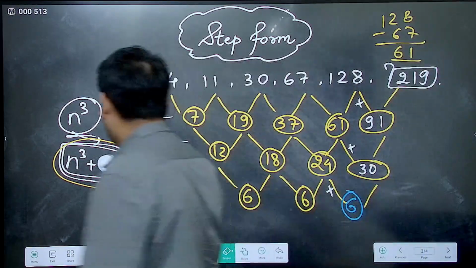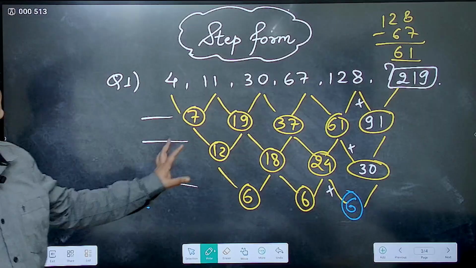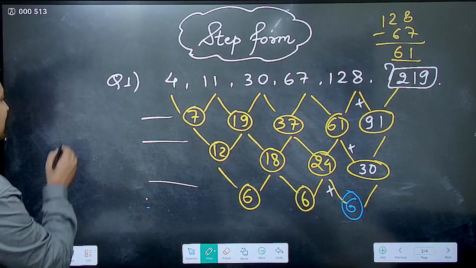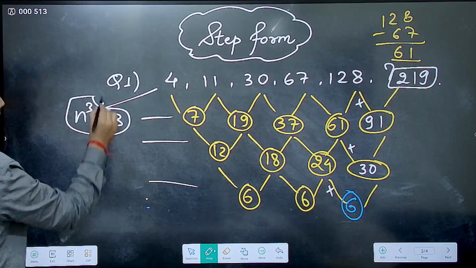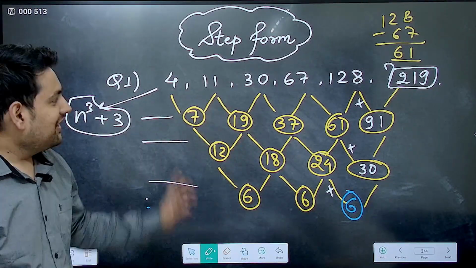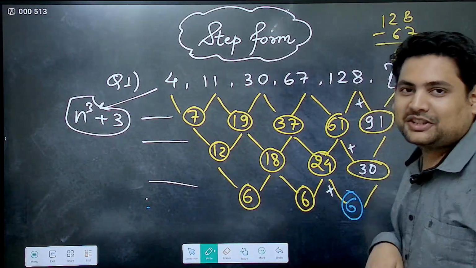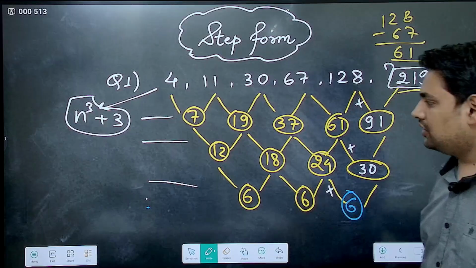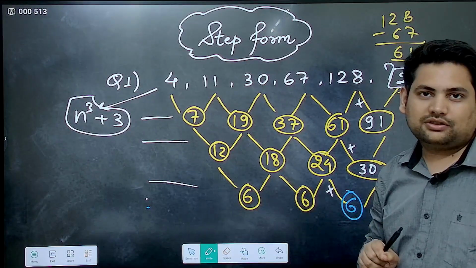Now this one has some other kind of series, but you get the point that it is actually a series involving cubic terms. Actually, what is the series? Let me tell you. This series is actually n cube plus 3. Can you see now? 1 cube plus 3 is 4, 2 cube plus 3 is 11, 3 cube plus 3 is 30. Similarly, all of them. This is 6 cube plus 3. Understood? So this is the series. So after solving it by step form, then you think what the series might be. That will refine you.